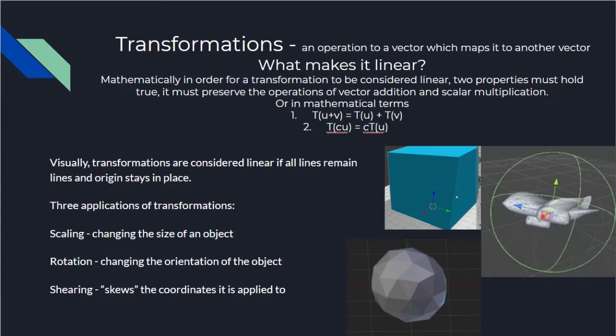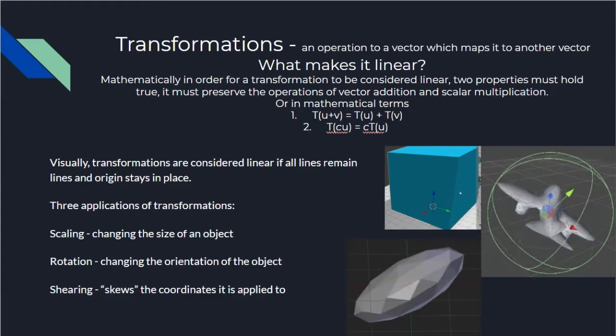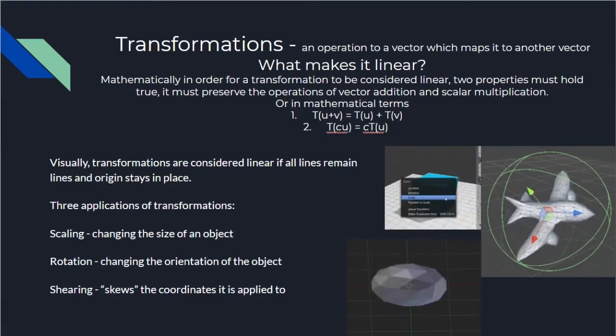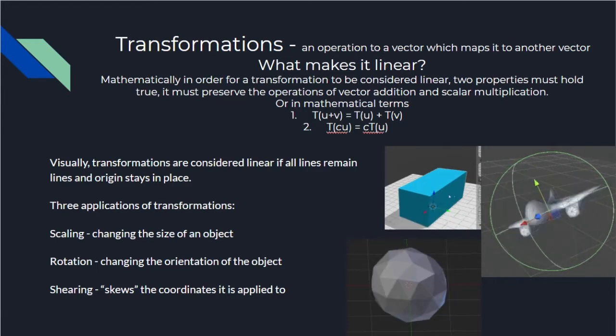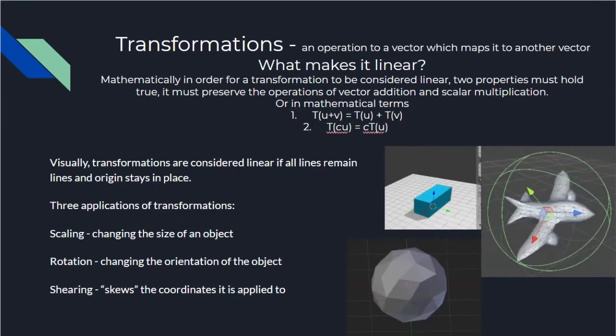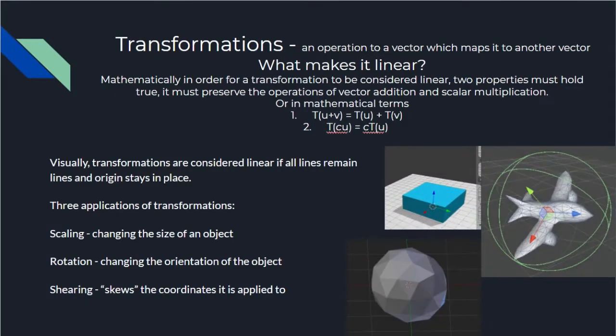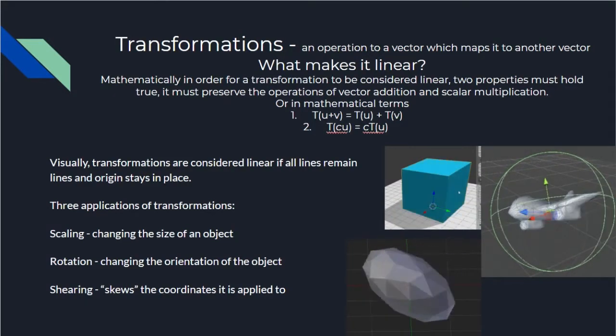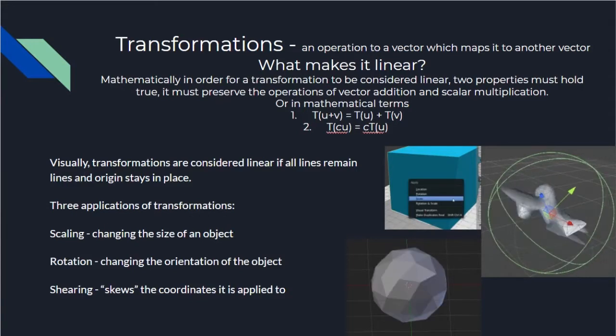But what makes it linear? In order for a transformation to be considered linear, two properties have to be true. It has to preserve the operations of both vector addition and scalar multiplication. And here we have the mathematical representation of that. Alright, but what does this look like visually?